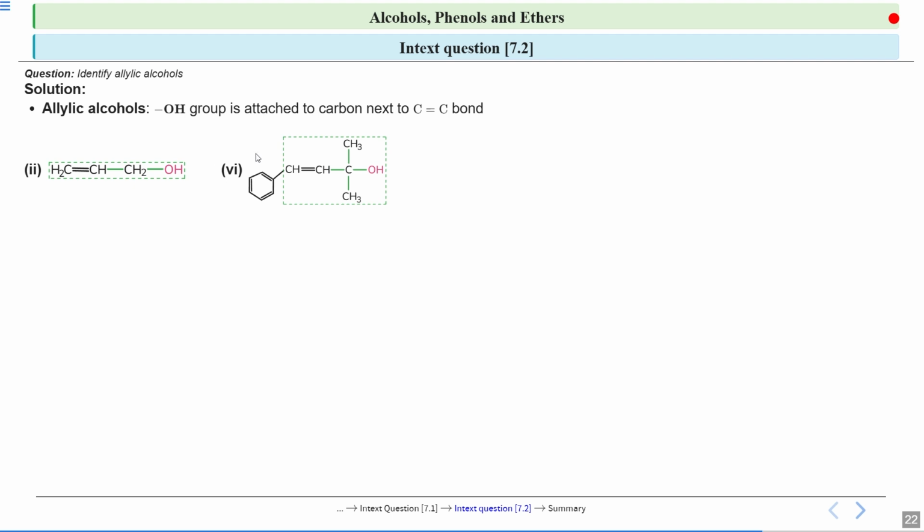Similarly, in the sixth part, we have a benzene ring attached to CH double bond CH, single bond C, CH3, CH3OH. Here also the hydroxyl group is attached to this sp3 carbon, and this carbon is bonded to the double bonded carbon, right? So this is also an allylic alcohol.